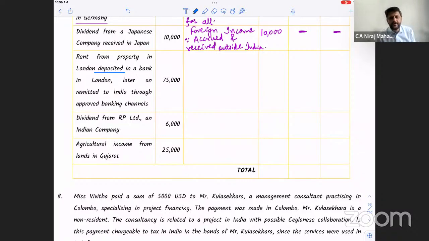Let us say I have a bank account in India, and I have a bank account in USA. I transfer from my Indian account to my USA account. Is it income or not income in USA?